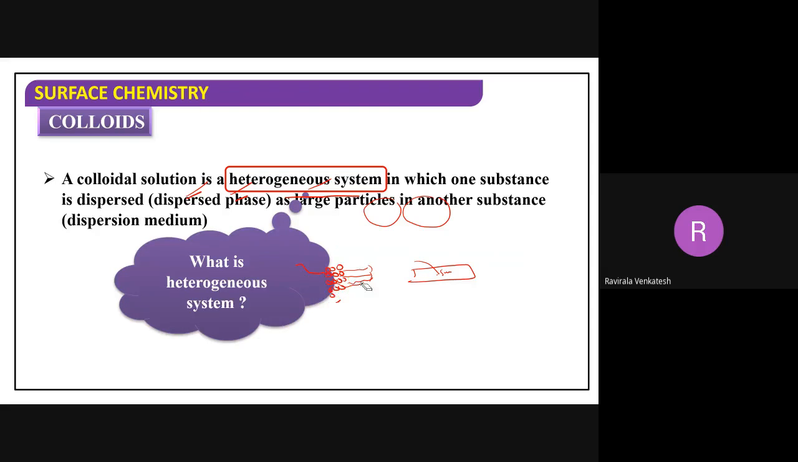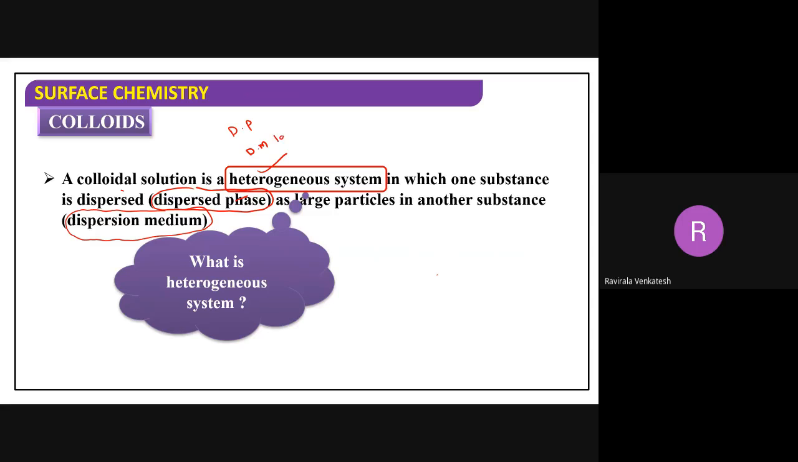Now, based on this, what can we say here? A colloidal solution is a heterogeneous system. A solution is homogeneous, but a colloidal solution is heterogeneous in nature, in which one substance is dispersed as large particles in another substance. The substance which is dispersing is called the dispersed phase, and the medium in which the dispersion takes place is called the dispersion medium.